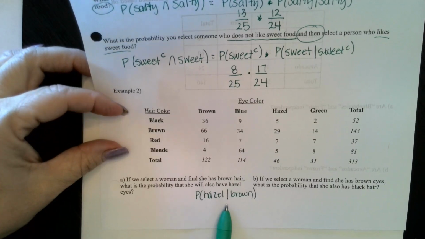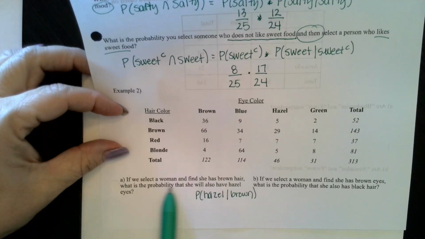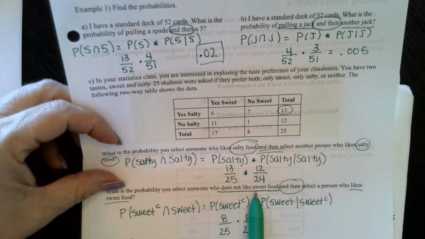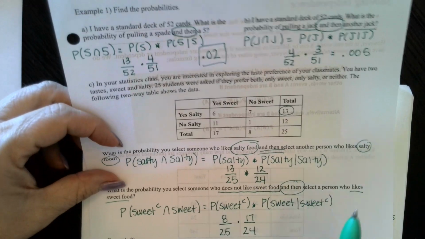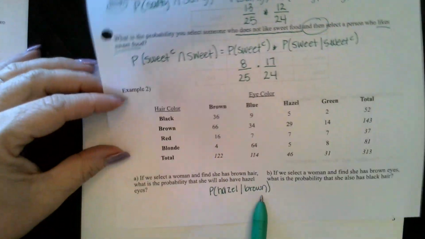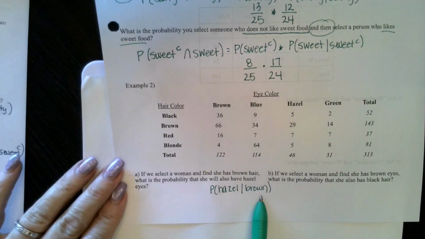Let's look at this again. First, we select someone who has brown hair. What is the probability she will also have hazel eyes? This is different than what we have up here. We select someone and then we select someone else, right? But what we're finding here is our conditional probability.